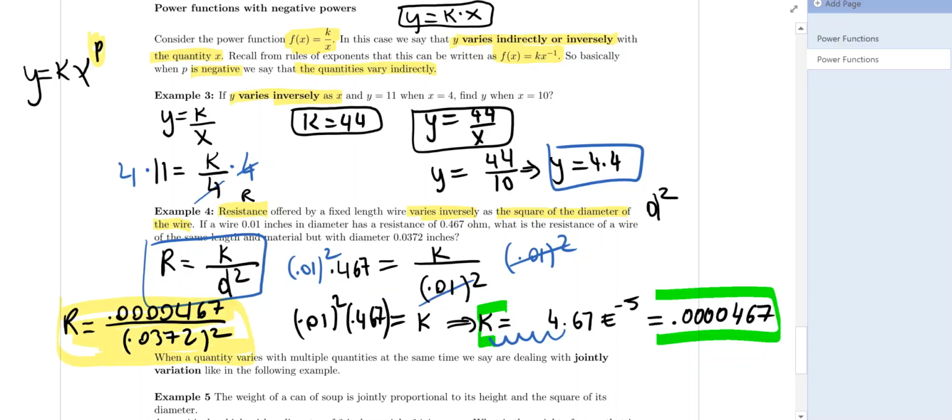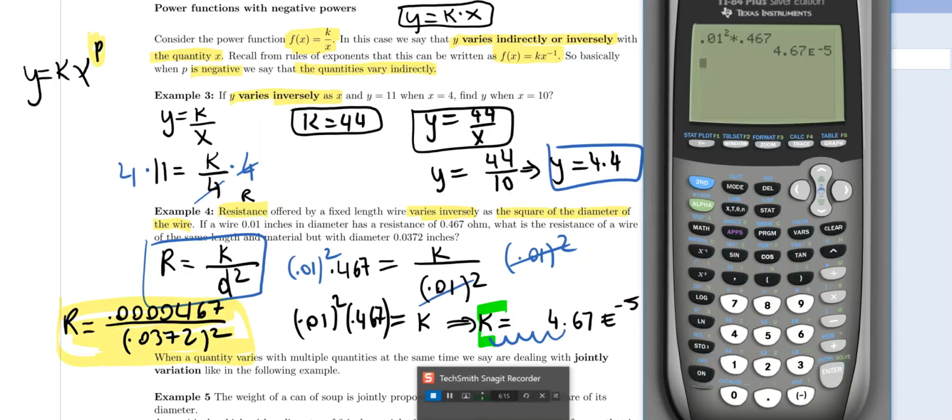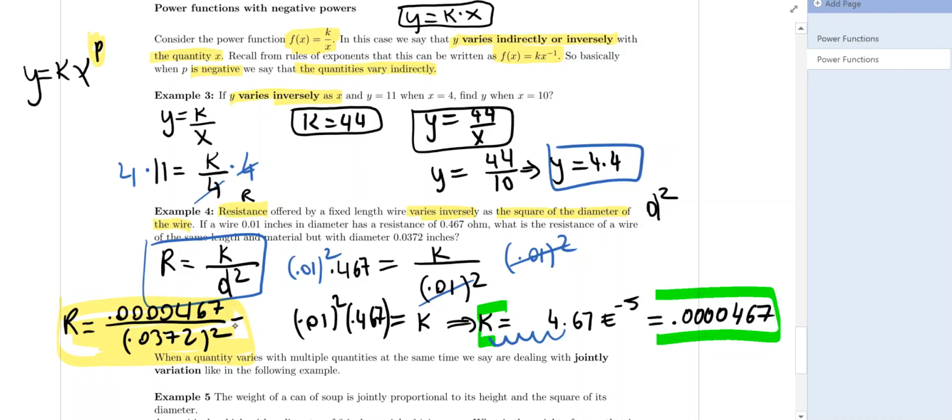Okay, so if I put it in the calculator, so this gets divided by 0.0372 squared. Enter. So 0.0337. So this is the answer.